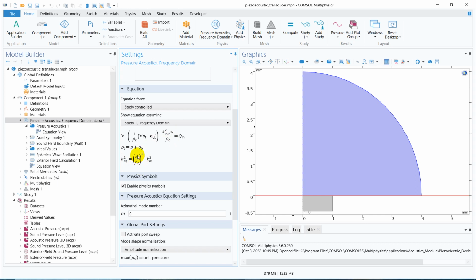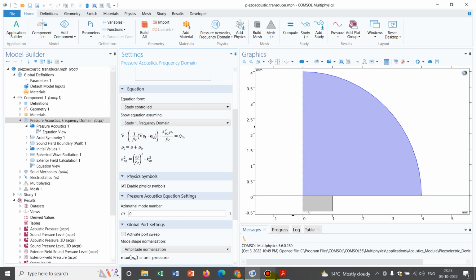So this is not rho, this is omega. Omega is the angular frequency of the acoustic pressure, and there is another constant Km. So things are a little bit confusing. Where is this K equilibrium coming from, where is this Km coming from? So we should explore this equation so that we understand every bit of it.